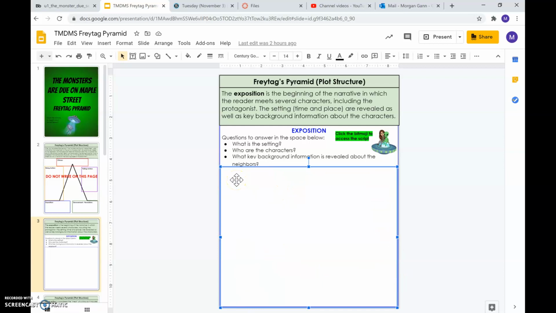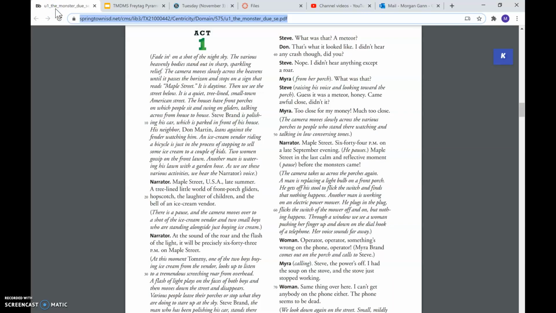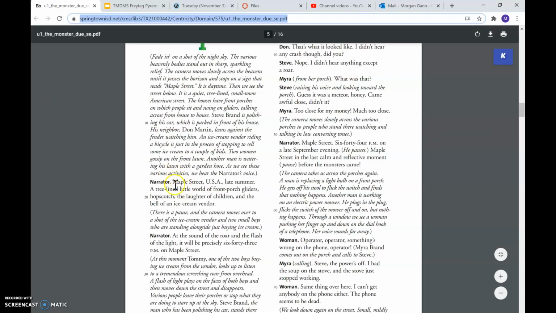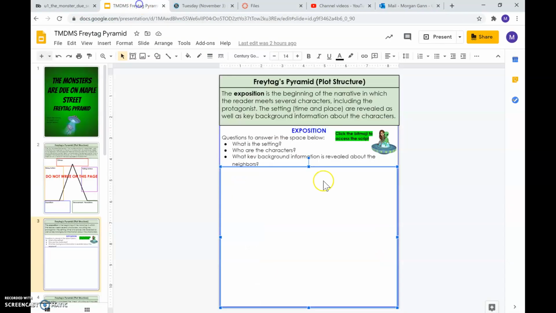So some guiding questions. What is the setting? Who are the characters? And what key background information do we have about the neighbors? I'm going to go back to the script and look at the first page. The narrator tells us on the first page of the script that this takes place on Maple Street, USA, late summer. So I'm going to go back here to my Freytag's Pyramid, and I'm going to begin my answer. The setting is on Maple Street in the United States, and it takes place in late summer.